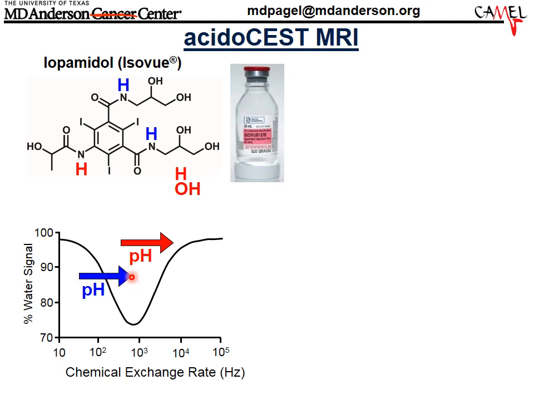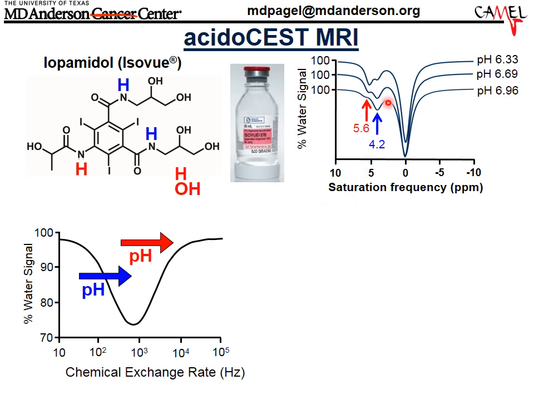Now, the CEST effect is ideal at a certain chemical exchange rate, and you can actually have the proton exchange too fast and you will lose the CEST effect. So it's interesting that both of these peaks can be seen in the spectra at different pH, the CEST peaks.